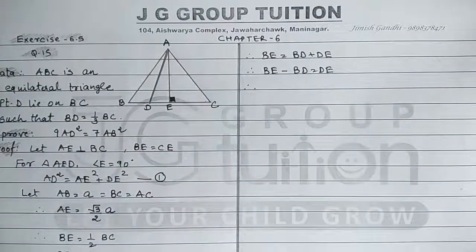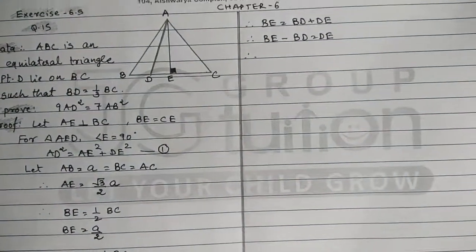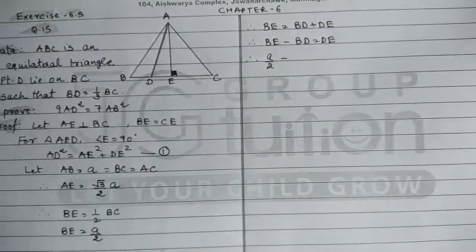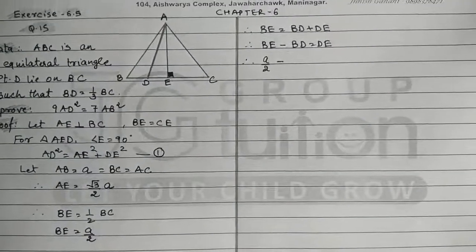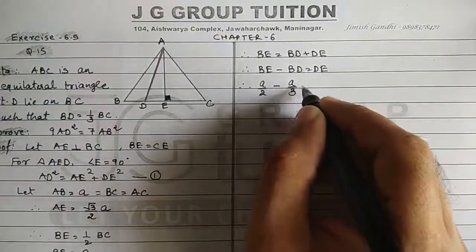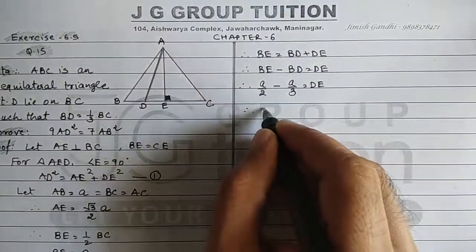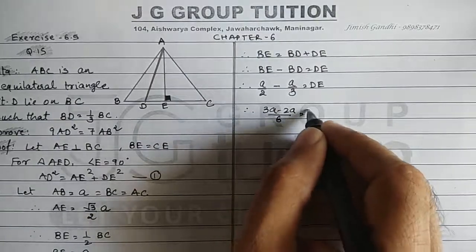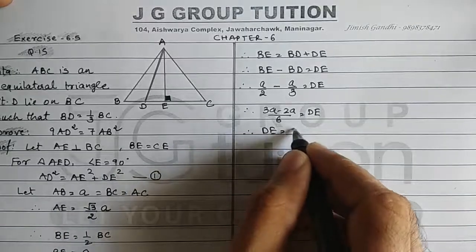The value of BE we have already obtained here, that is A upon 2. We will substitute here, and in the last we obtain BD also, that is A upon 3, which we will substitute here, that is A upon 3. So let us simplify this, as the LCM is 6, so it comes 3A minus 2A upon 6. So the length of DE which we obtain, that is A by 6.